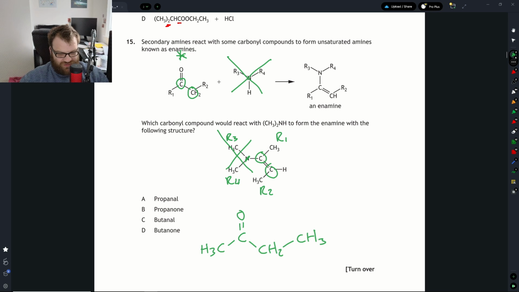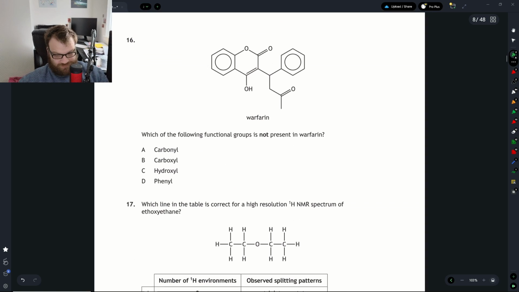Here we've got 4 carbons in a row, which makes it but-, ruling out the top 2. The C double bond O, the carbonyl group, is on the second carbon. That makes it a ketone, not an aldehyde, making our answer D. You're trying to follow what they're doing, mark it up as you go, and we get our answer of D for that one. Next one, talking about different functional groups.